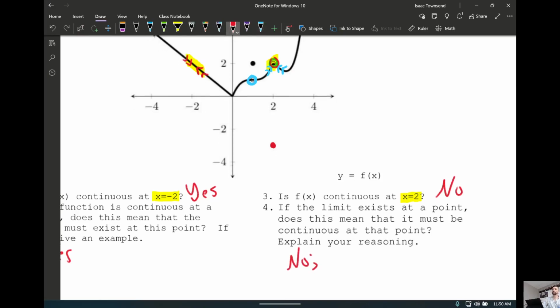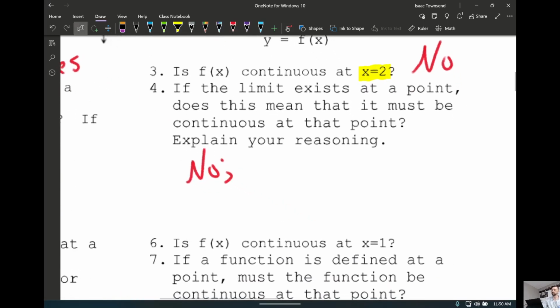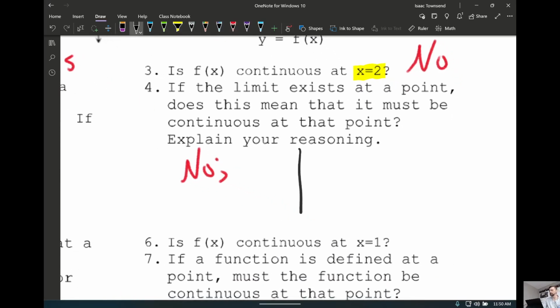And personally, for explaining my reasoning, you're welcome to do words instead, but I just make a quick little picture here. And I'm going to refer to x equals a today. That's just a generic x value. I don't want to use a number there and make you think that I'm only talking about something specific. Any x value a. So this limit exists, but it's not continuous.